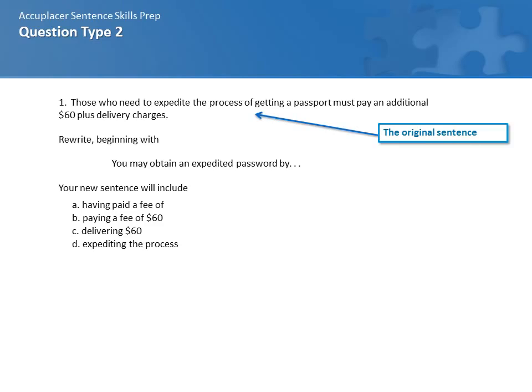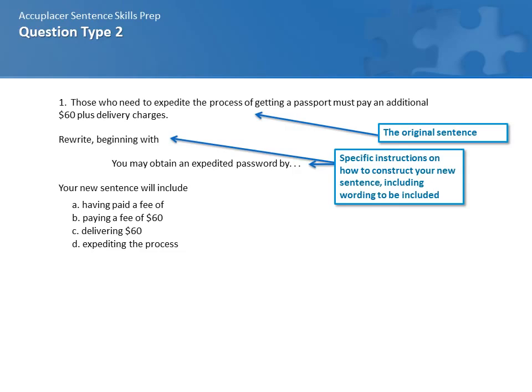Below the original sentence are the instructions to follow when creating your new sentence. These instructions vary from question to question, so pay close attention to them and make sure that you are, in fact, creating a new sentence that follows these specific parameters.